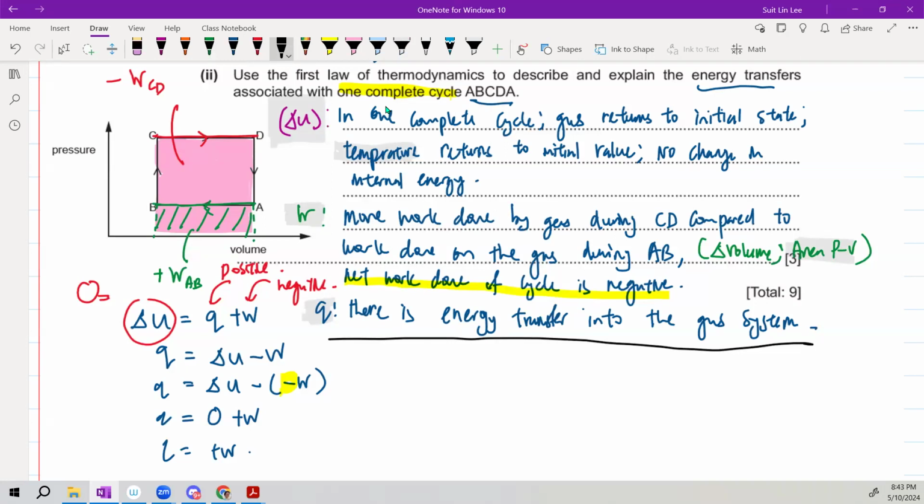I just mentioned, if you just mention A to B and B to C, then you never mention C to D and D back to A, you basically didn't answer the question, right? So my suggestion is read the question, describe and explain the energy transfers.